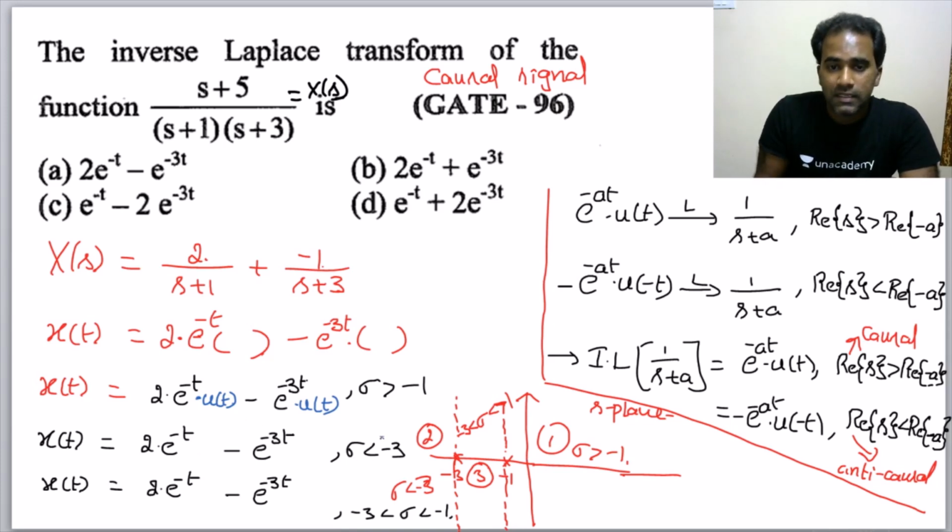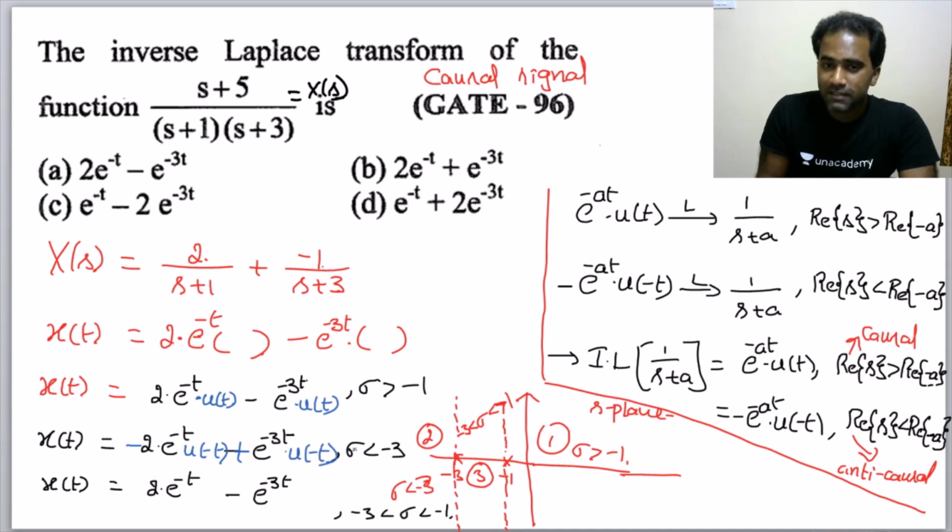Right, next, sigma less than -3, the second ROC. Sigma less than -3 corresponds to a left-sided ROC. You'll get a left-sided ROC only if you are talking about a left-sided signal, which means in the basic answer, fill the gaps with minus U of minus t. Fill the gaps with minus U of minus t. If it is minus, then it will become plus.